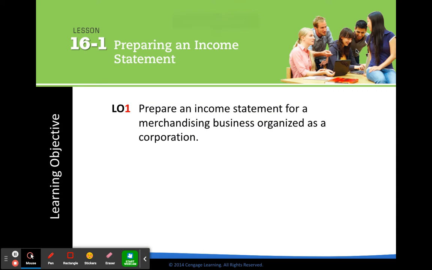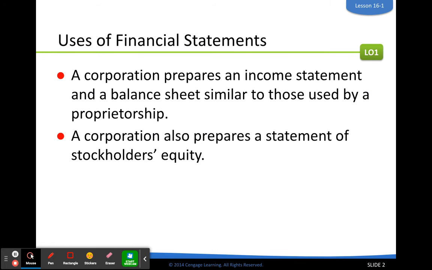For Section 16-1, we are preparing an income statement for a merchandising business. An income statement is one of our financial statements that we prepare at the end of every year. It is used by investors in this situation, but it's very similar to the balance sheets that we prepared for a proprietorship in Chapter 7.